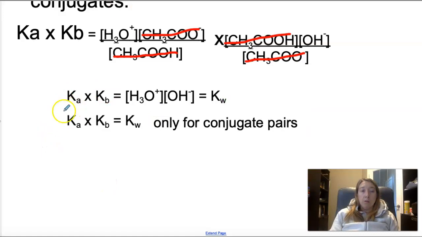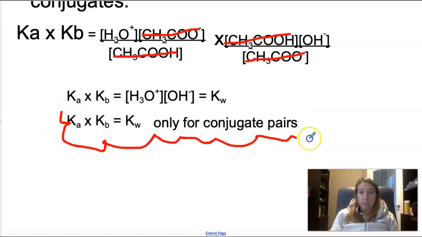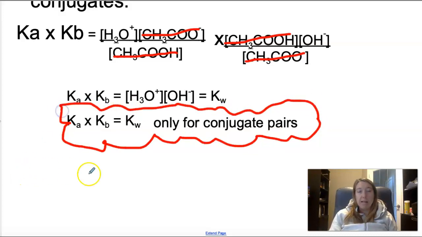So what that means is even though my data booklet only gives me Ka, I can still figure out what Kb is. And that's because Kb is going to equal Kw divided by Ka.